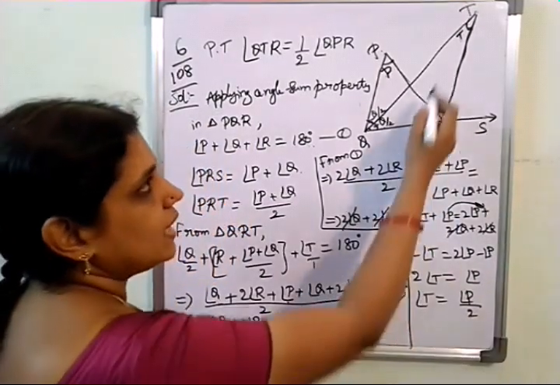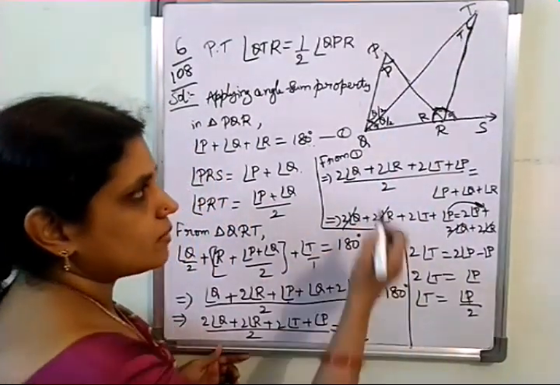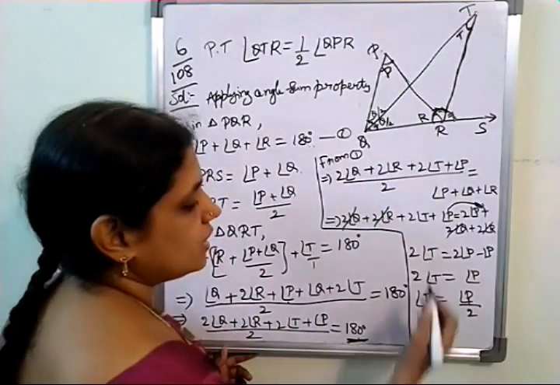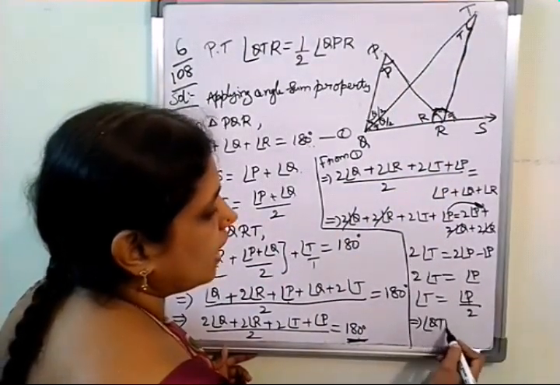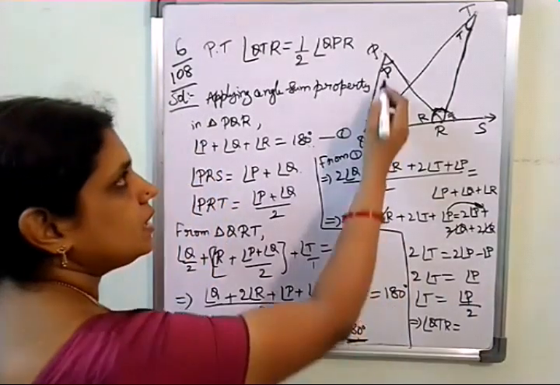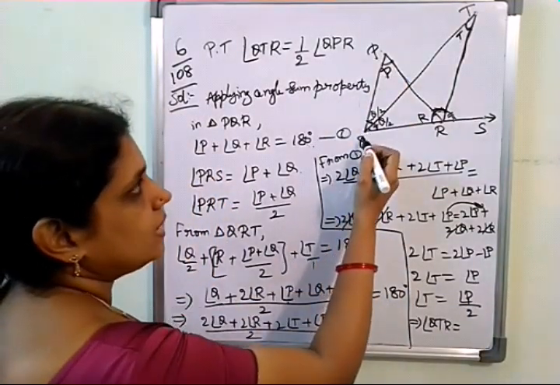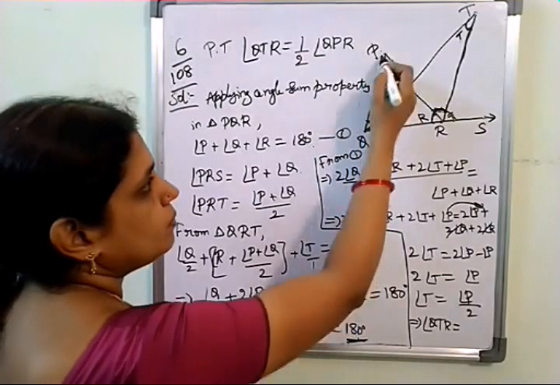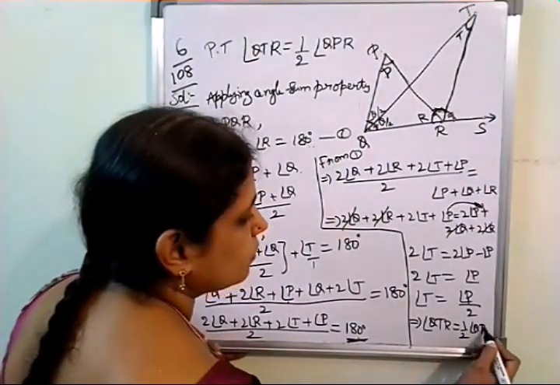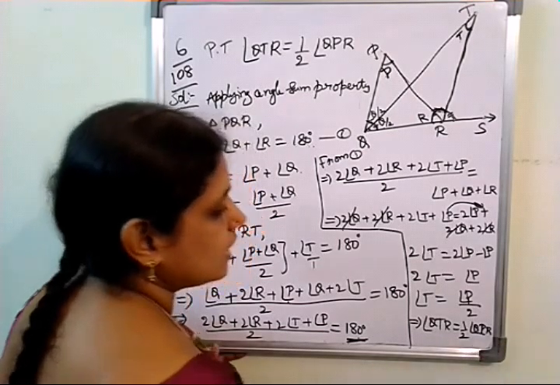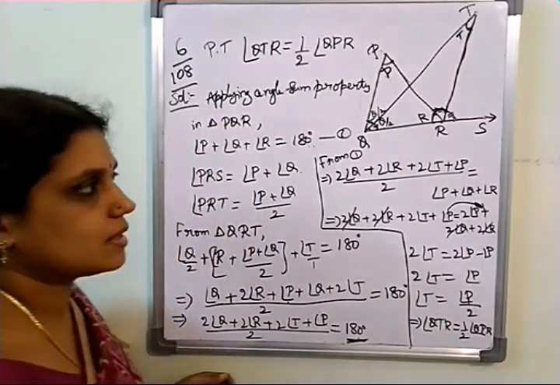So what is angle T actually? Here we gave short forms. But what is angle T actually? Angle QTR. What is angle P? That is angle QPR. So angle QTR is half of angle QPR. Please see that carefully.